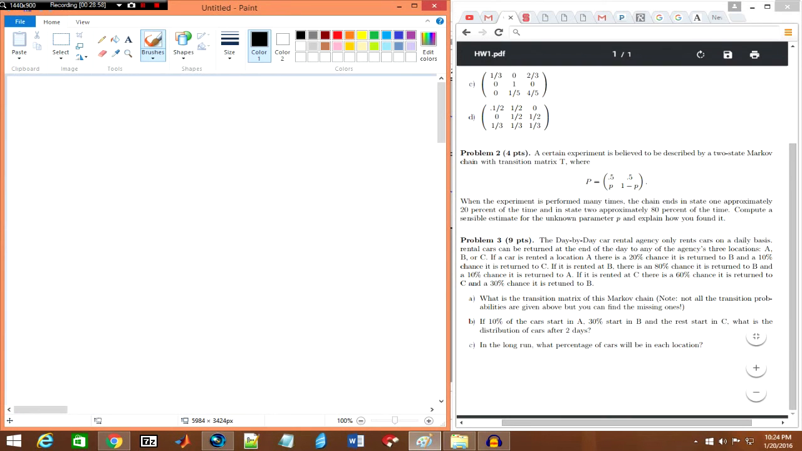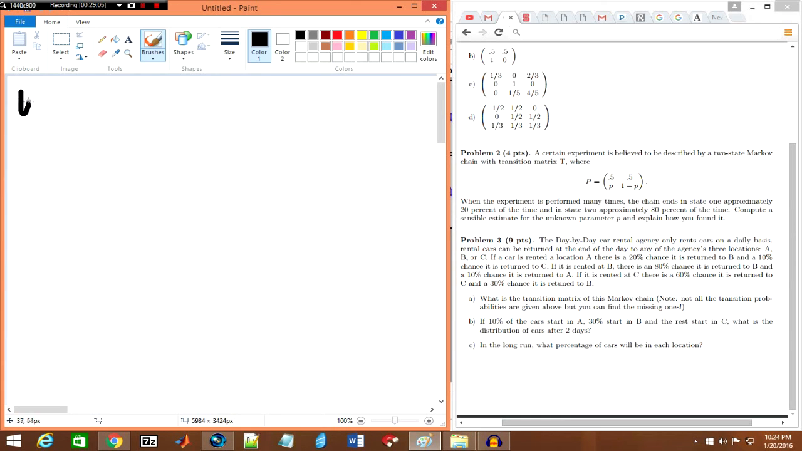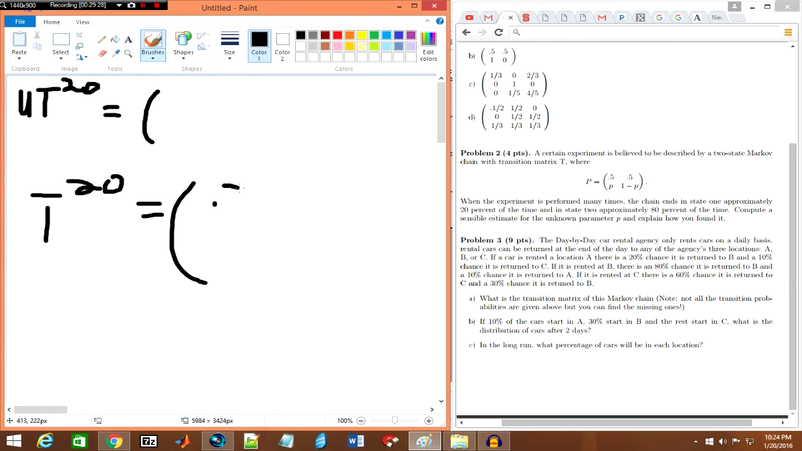Alright, so now we're going to problem C. In the long run, what percentage of cars will be in each location? And I'm assuming that they want the same U. So I calculated T to the 20th power using the software that you saw before. Actually, let me start off with T to the 20th. So T to the 20th is equal to 0.25, 0.55, and 0.2.